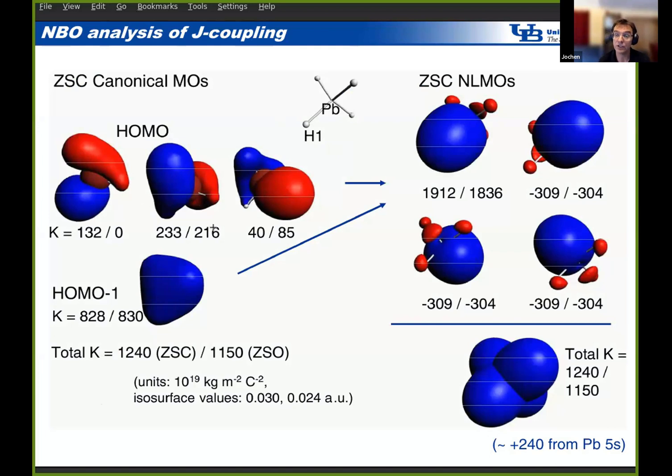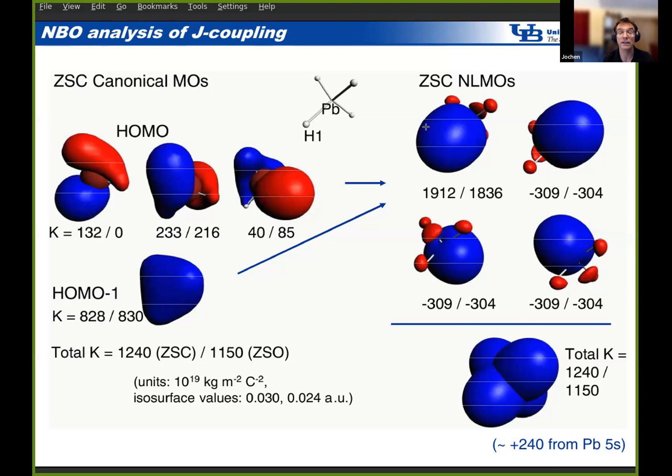Here in these calculations, you cannot use symmetry, unfortunately. So you get these symmetry mixed components of the HOMO, but still identifiable. And then the HOMO-1 has this symmetry. If you take linear combinations of these orbitals, you get the individual lead-hydrogen bonds.